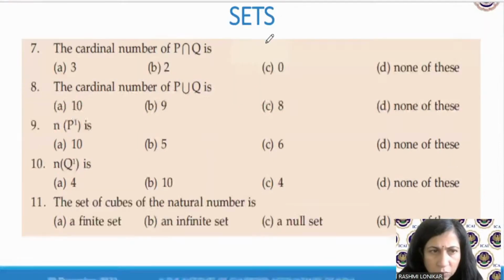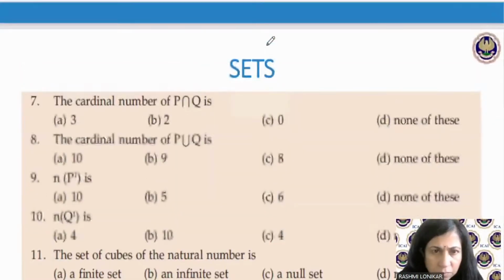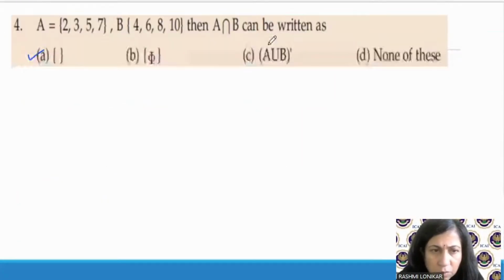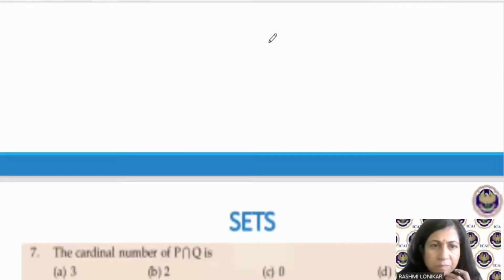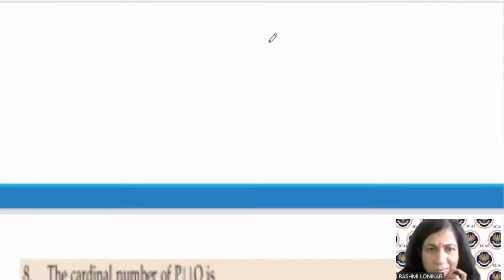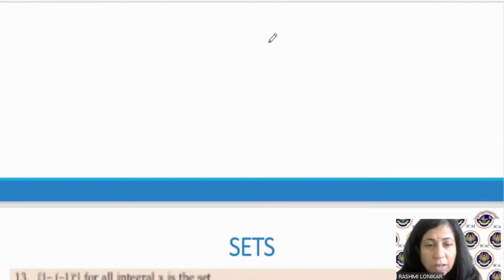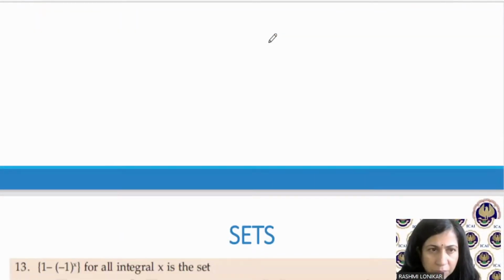I think it is following an earlier sum. Do we have P and Q sum? No, I think we can't solve this because I don't have the sum given. I've forgotten to write the sum here. Okay.